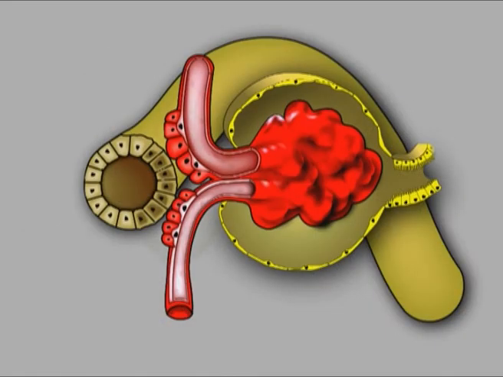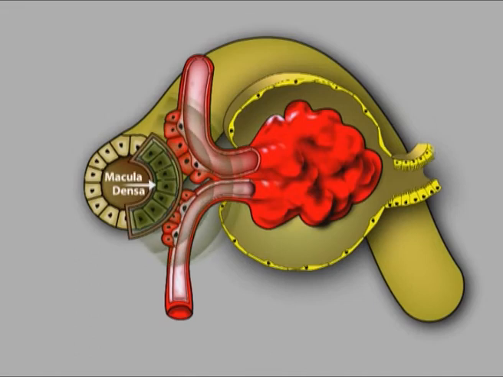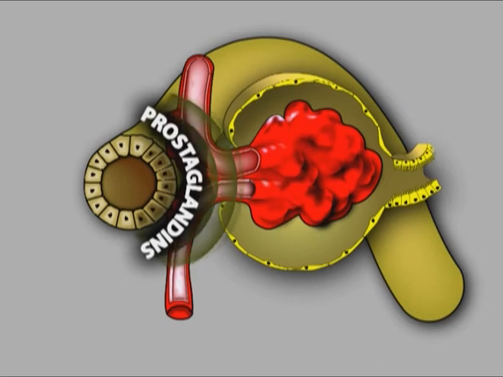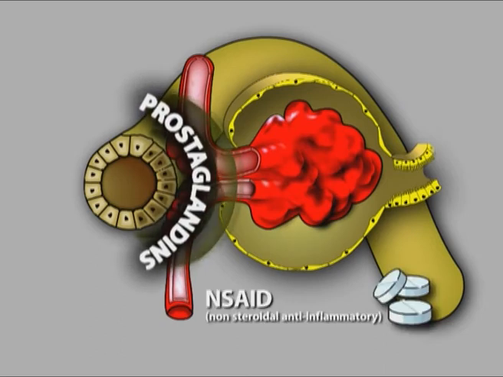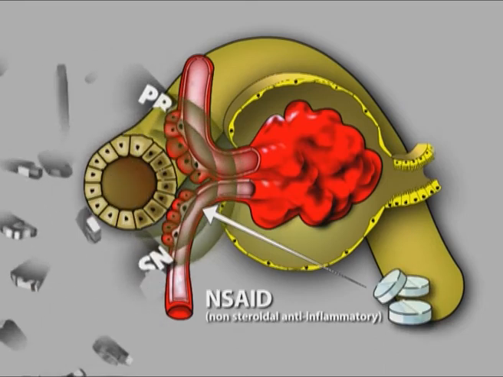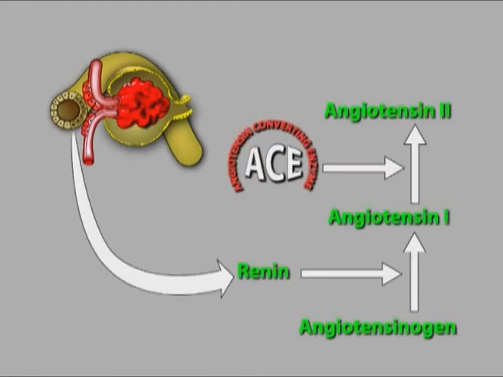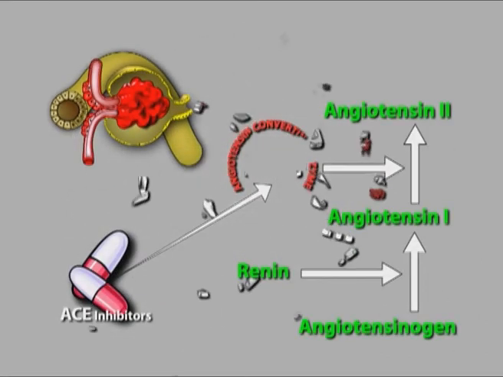You will recall how the chatter between the macula densa cells and the juxtaglomerular apparatus relies on prostaglandins. Well, if the patient has been taking a non-steroidal anti-inflammatory, then this can be problematic. Likewise, the renin-angiotensin response can be compromised by ACE inhibitors used to treat hypertension.